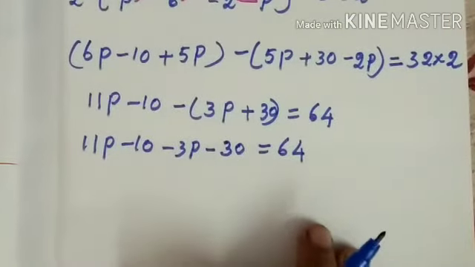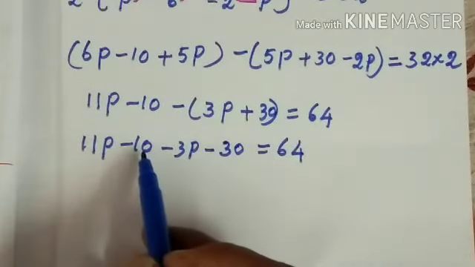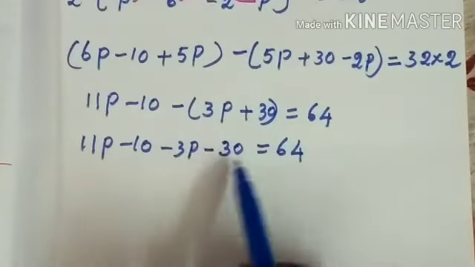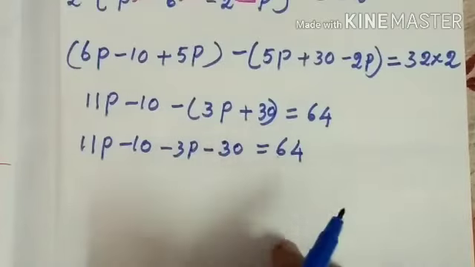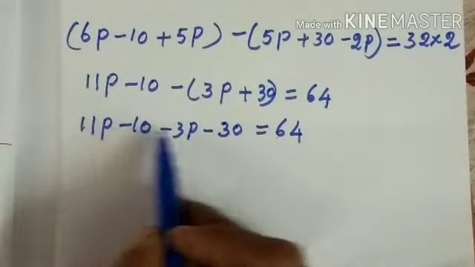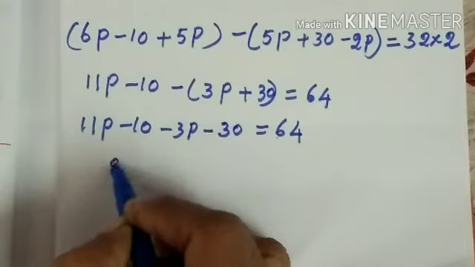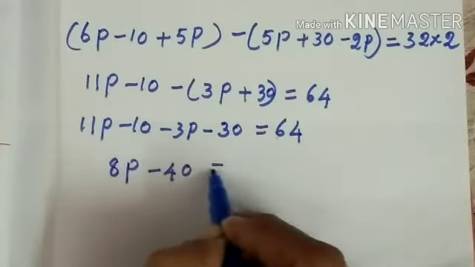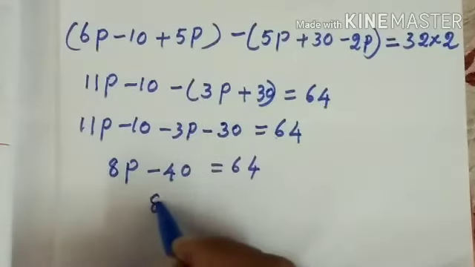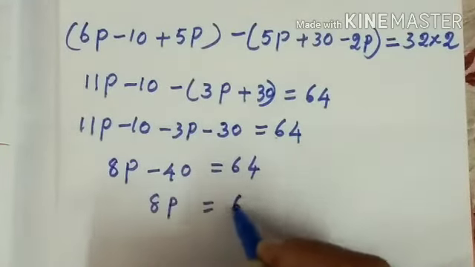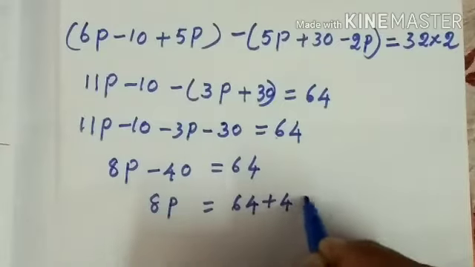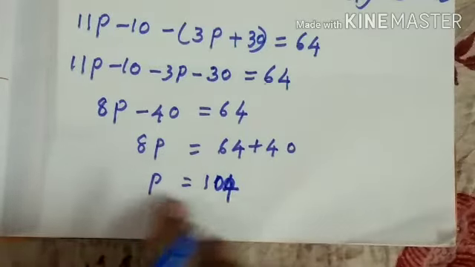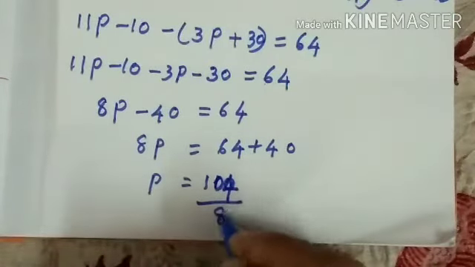Now you remove the bracket, so we get 11P minus 10 minus 3P minus 30 equal to 64. Now you simplify the like terms. 11P minus 3P, we get 8P; minus 10 minus 30, minus 40, equal to 64. Then 8P equals 64 plus 40. Now P equals 104 divided by 8.